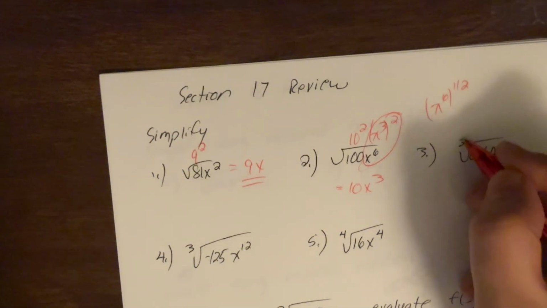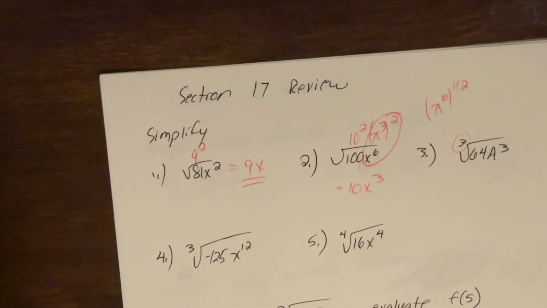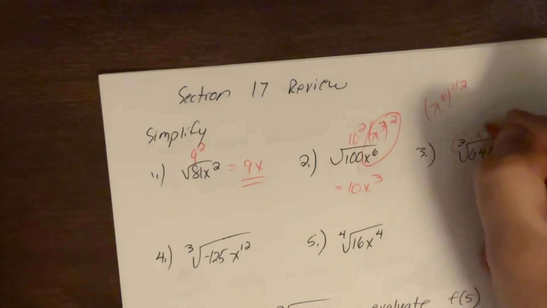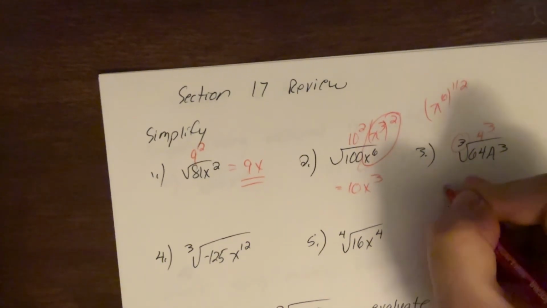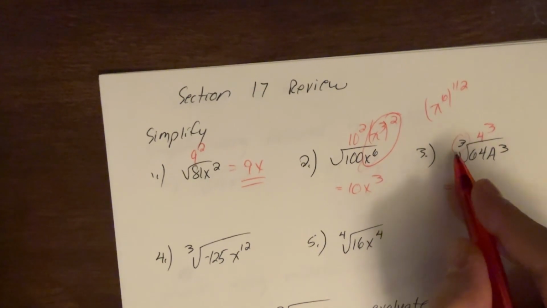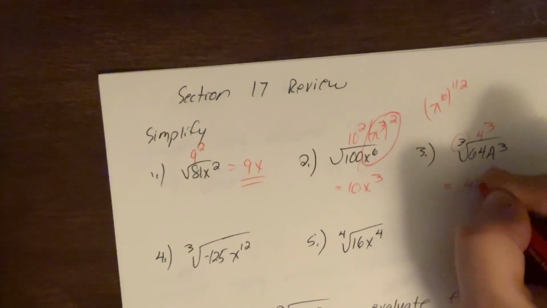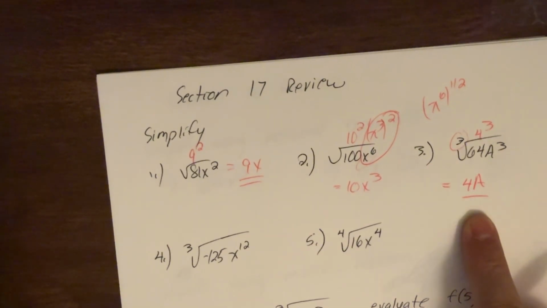Number 3, well, now it's a cube root. So everything needs to be a perfect cube. A is cubed, that's perfect. 64 is 4 cubed, as perfect as can be. The cube root of 4 cubed a cubed will just be 4a.